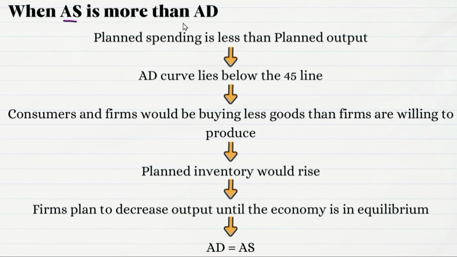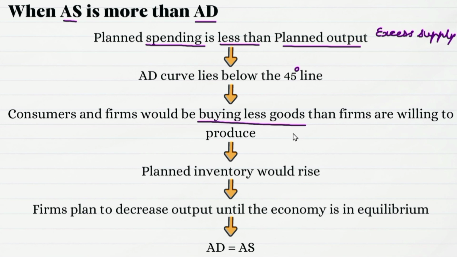So let's again have a quick recap. When our AS is more than AD, our planned spending is less than planned output. So there is a situation of excess supply in the market. The AD curve would lie below the 45-degree line. Consumers and firms are buying fewer goods than firms are willing to produce. As a result, planned inventory would rise, and firms plan to decrease output until the economy is in equilibrium, which means AD is equal to AS.